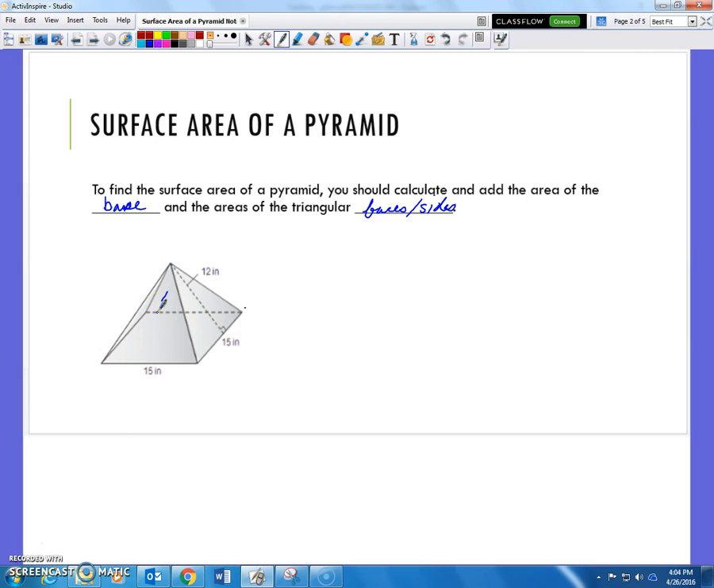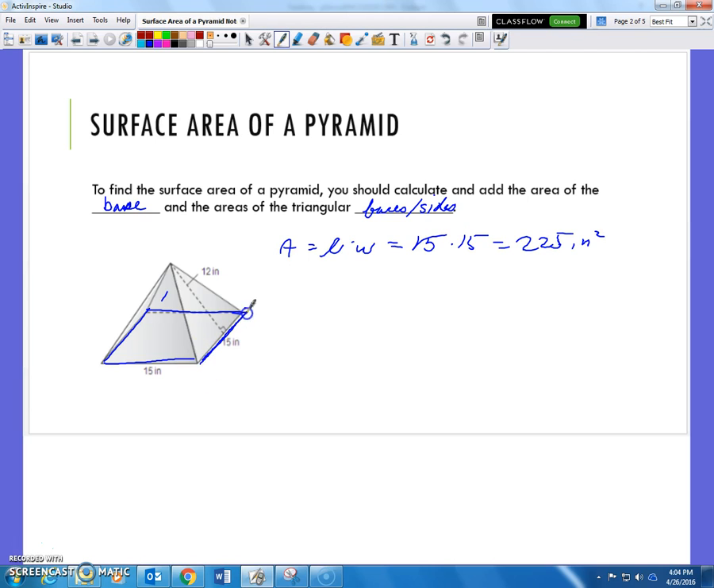So let's go ahead and get the rectangle out of the way and find its area. Area equals length times width. So I'm going to say that the area of the rectangle at the bottom is 15 times 15. In this case, 225. And let's make sure we label square inches. All right. Now we have some triangles to do.